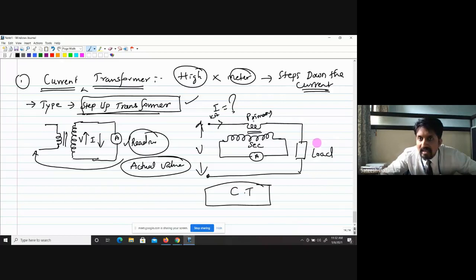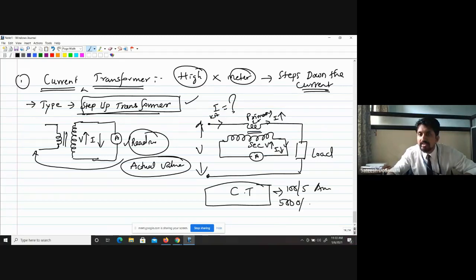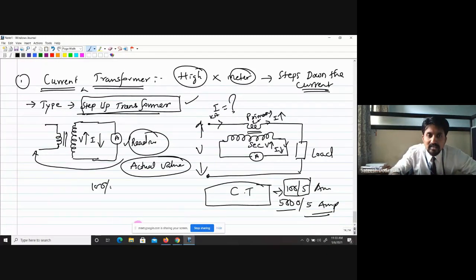Now the primary is here, the voltage will be low, and very high current is flowing here. Then at the secondary, the voltage will be high, but the current flowing there is very low, a very small current. Usually, current transformers are available with ratings like 100/5 ampere or 5000/5 ampere. For example, if you consider 100/5, that means 20. That is the ratio.